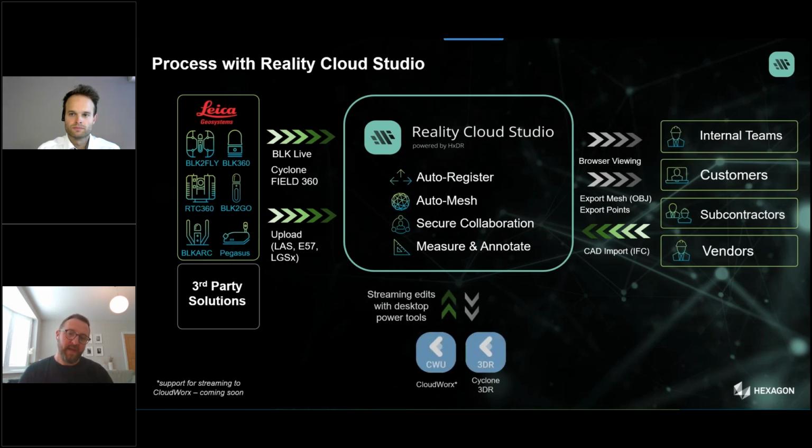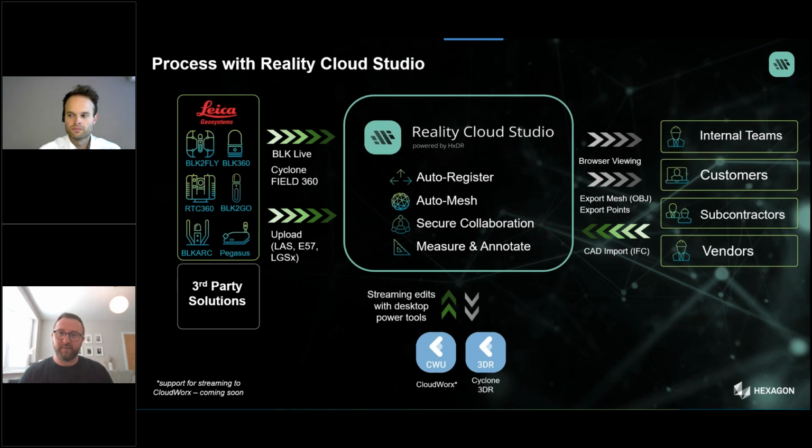But one thing that we can also do with Reality Cloud Studio is stream that data directly into, in the first instance, Cyclone 3DR. So that streaming already works. If you're a Cyclone 3DR user and you're using that for deviation reporting, clash management, BIM progress reporting, all those analytical tasks, you can stream the data from Reality Cloud Studio into 3DR.